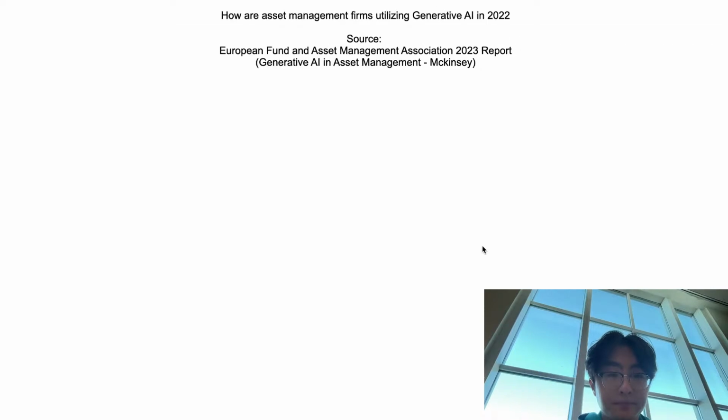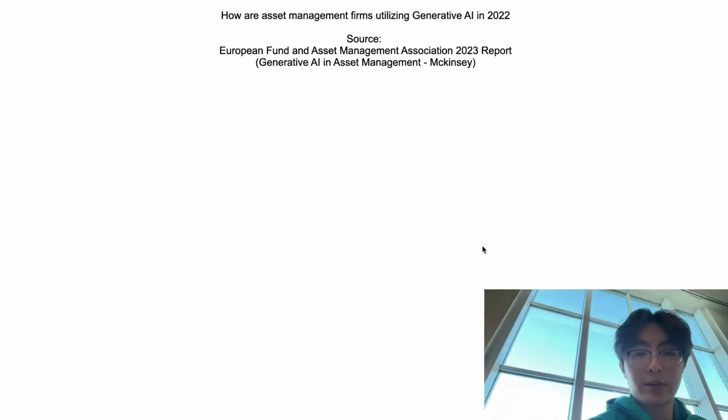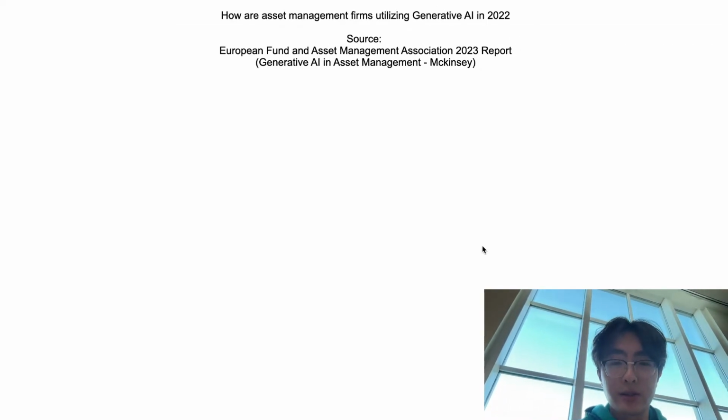Okay. How are asset management firms utilizing generative AI in 2022?